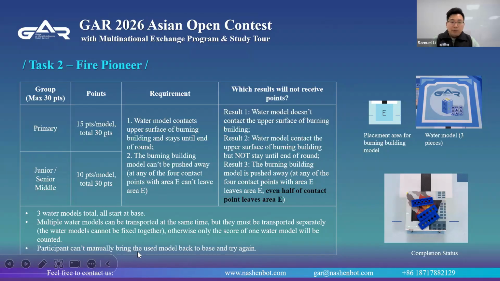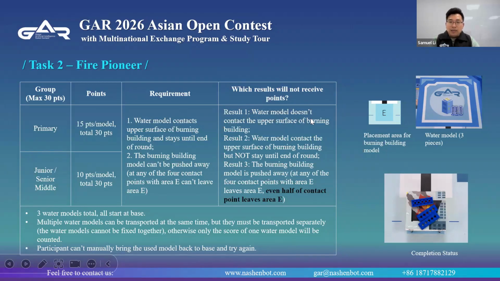Participants cannot manually bring the used model back to the base and try again. That means if you tried but failed to finish, you cannot manually bring them back to the base and try again. You cannot. Which result will not receive the points?